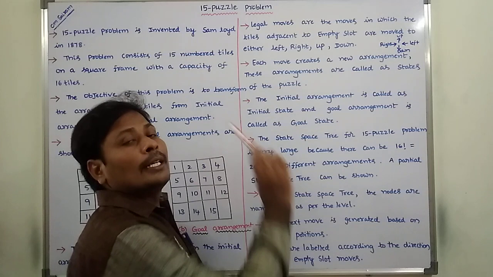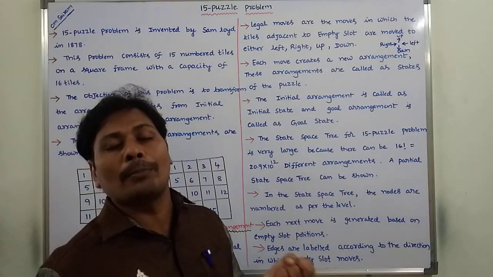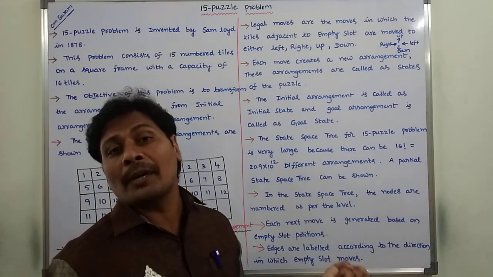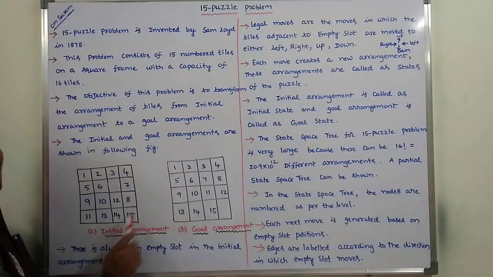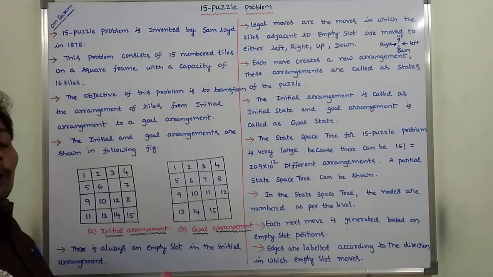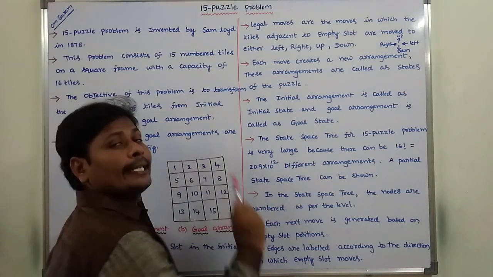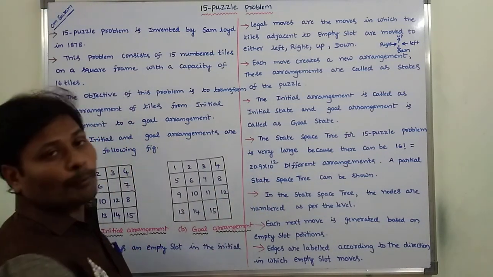Next one, the state space tree for the 15 puzzle problem is very large. How many different arrangements are possible? 16 tiles are there, so 16 factorial different arrangements are there. 16 factorial is equal to 20.9 into 10 power 12 different arrangements.